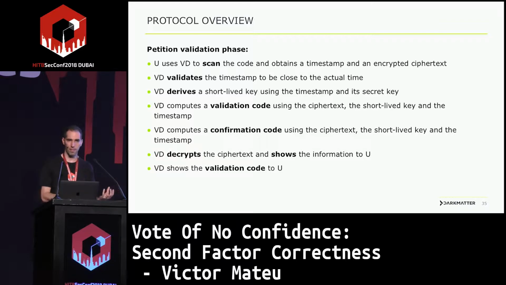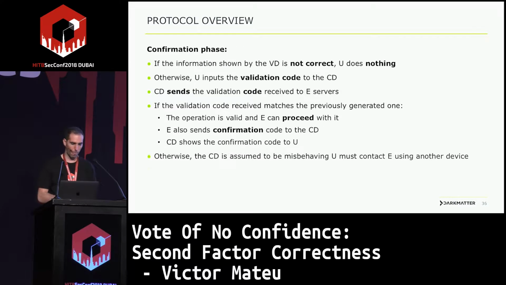From the timestamp and the secret key that was stored on the device, it would derive the symmetric key used for this encryption. And when it retrieves all the information that was encrypted, it will have the validation code, the confirmation code, and all the information of the transaction. The only thing that the device needs to do now is to show the validation code to the user, so the user can input the validation code to the device.